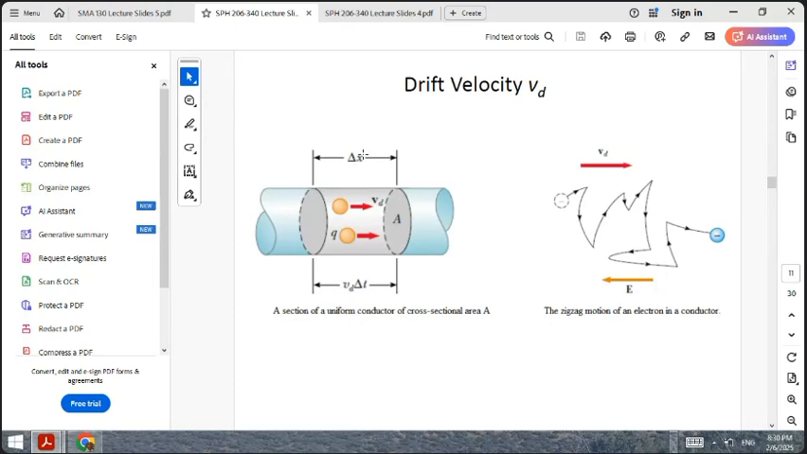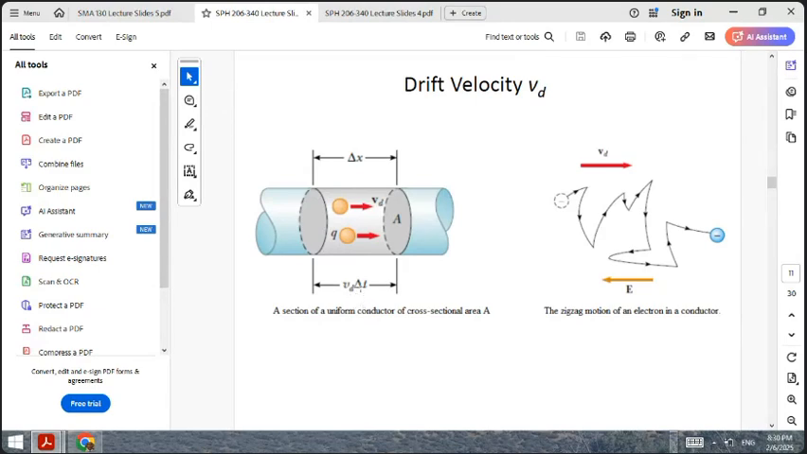If this is the length, let us look again at this diagram. If I want the volume of this small element, I will multiply the cross-section area A with the height of this small cylinder, which we are saying is delta x. So we have a small element whose cross-section area is A and its length is delta x.